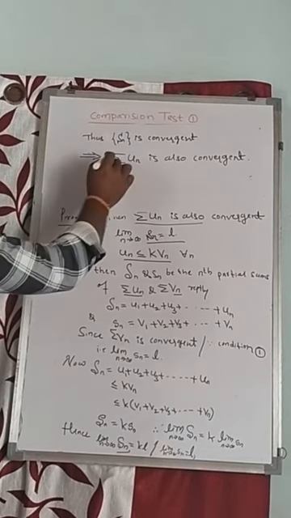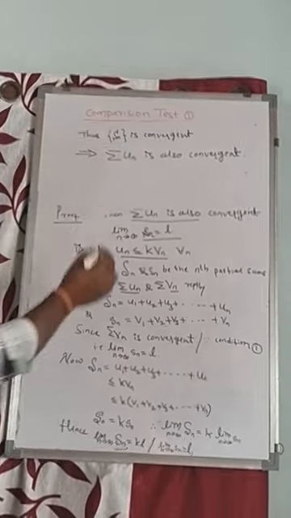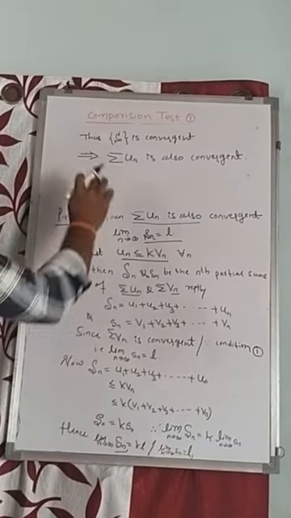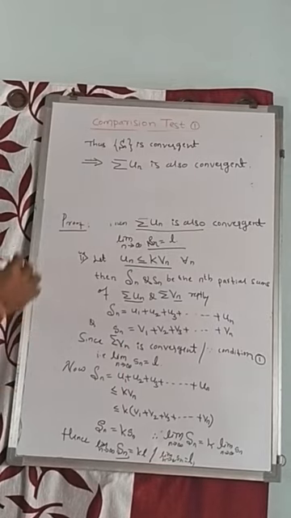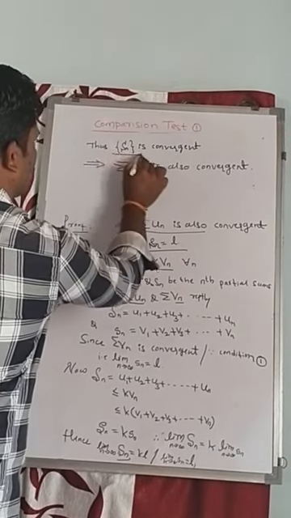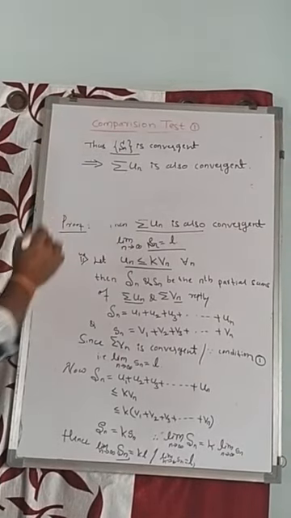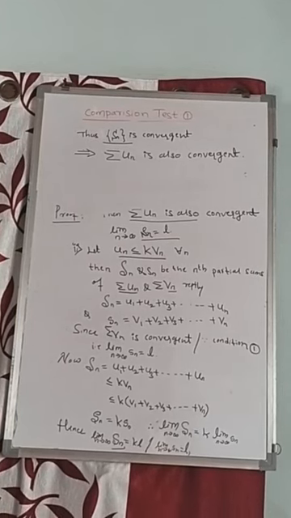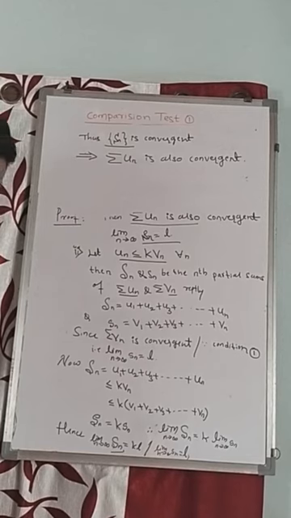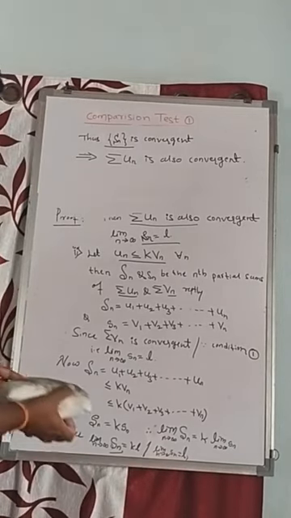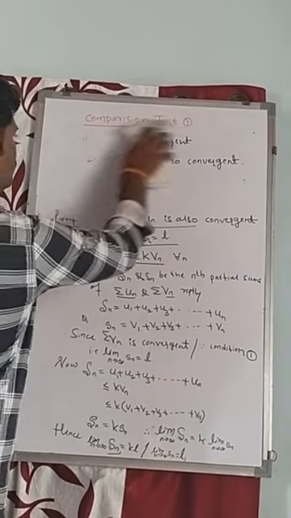Thus the sequence capital Sn is convergent, since it is a finite quantity. Then the sequence is convergent, so the series is also convergent. This is the first comparison test. Now we shall study the second comparison test.